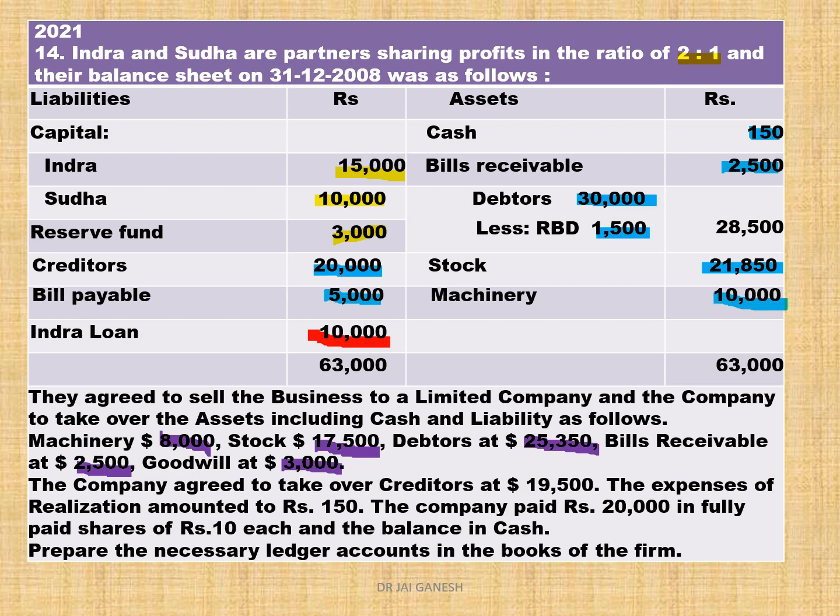The company also agreed to take over creditors at 19,500. This is called liability taken over. So asset taken over minus liability taken over will be PC. Assets minus liability taken over will be purchase consideration.